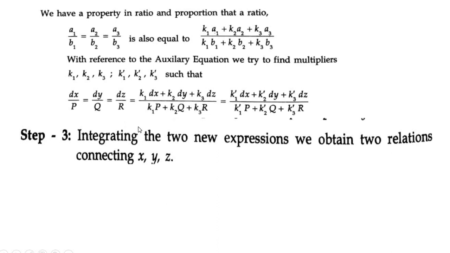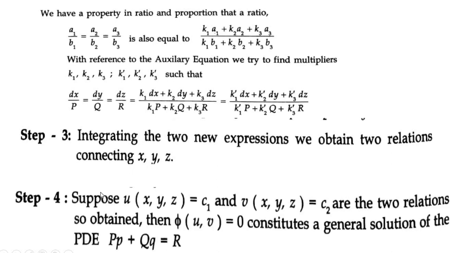Next, step 3: you have to integrate the new expression we obtained to get a relation connecting x, y and z. After you relate a suitable pair, integrate to get the relation connecting x, y and z. In the final step, suppose u(x,y,z) = c1 and v(x,y,z) = c2 are the two relations obtained, then phi(u, v) = 0 gives the general solution of a Lagrange's partial differential equation. So how do we apply these procedure steps in a problem?